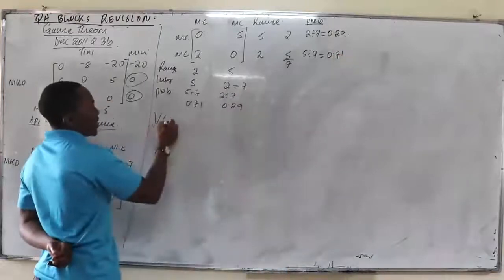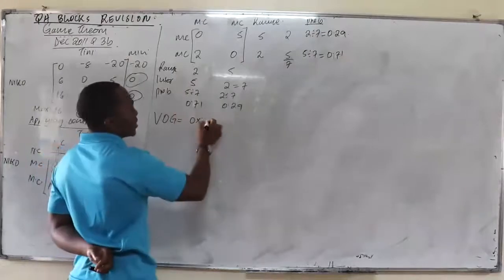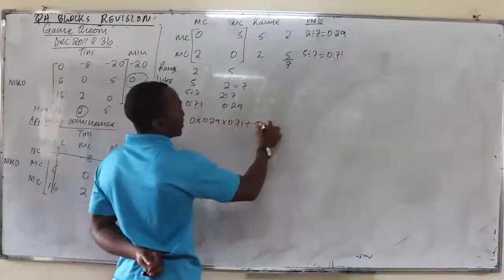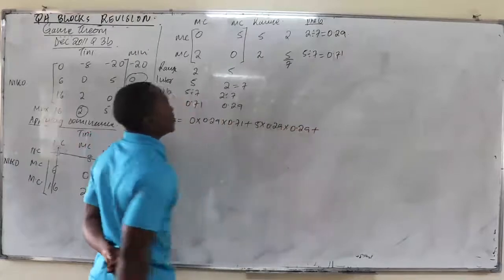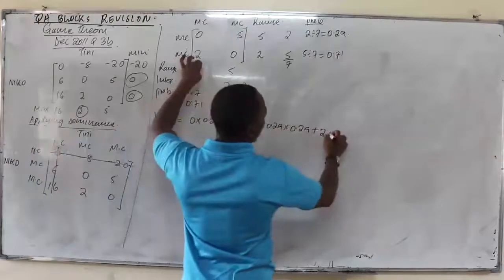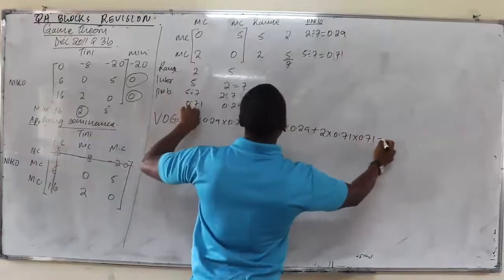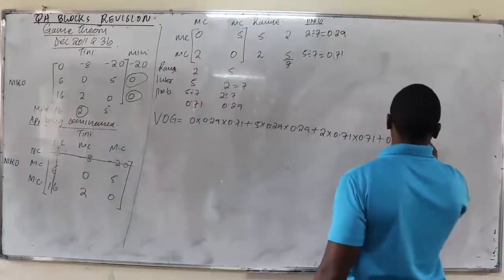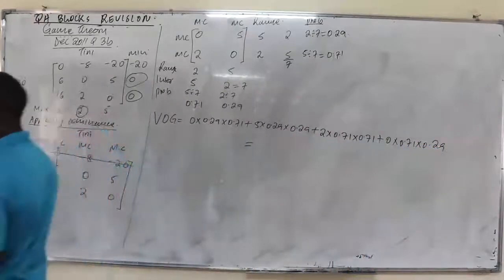So now to get the value of the game, you'll be taking 0 times its joint probability, 0.29 times 0.71, 5 times 0.29 times 0.29. Then we have 2. Probability of that happening 0.71 times 0.71. Then you add 0. Probability of 0.71 times 0.29. You can take a screenshot of that.